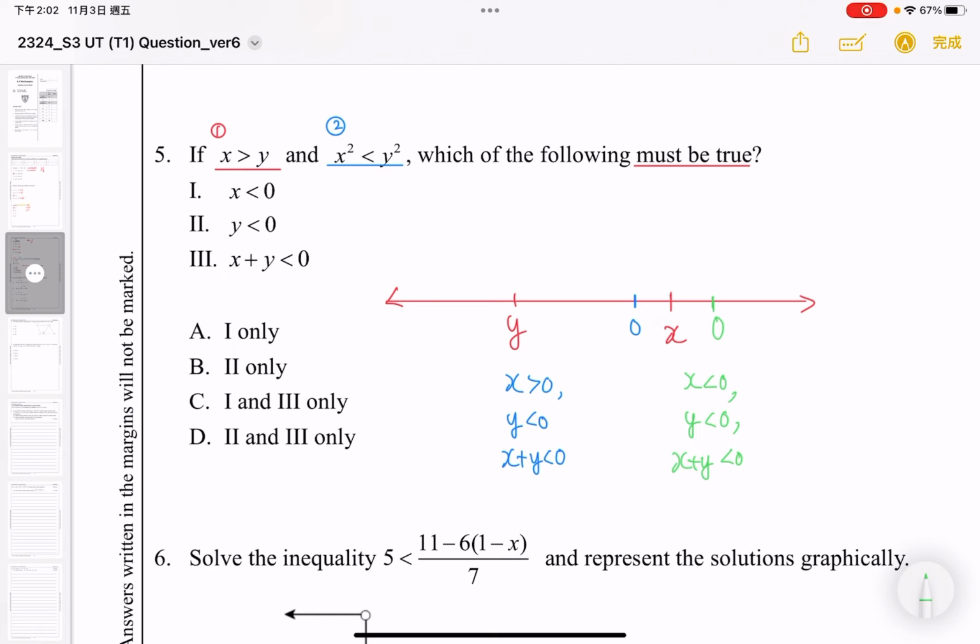So does it mean that statement 1 is also correct? No, because for different positions of 0, x can be positive or it can be negative. That means it is just a possible case, but it is not a must-be-true statement. So in this question, statement 1 is not must be true, so we cannot choose statement 1 to be one of the answers. Then the only correct answer is D. Statement 2 and statement 3 must be true for this question.